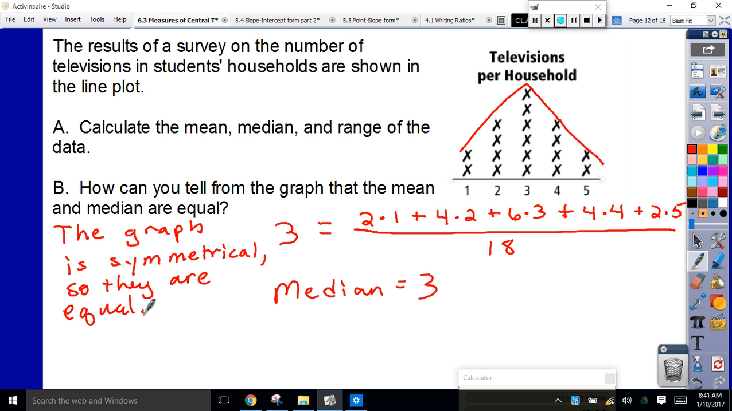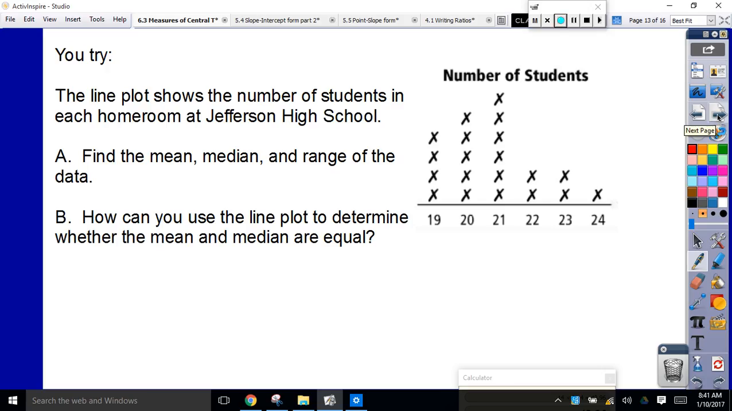Okay, the next slide. Just want to take a look at this with you before you try it. The graph is not symmetrical, so you can be pretty sure that the mean and the median are not going to be the same. Just make a guess before you start this: what do you think would be higher on this, the mean or the median? Keep that idea in your head, and then do it, and we'll see which one is actually higher.